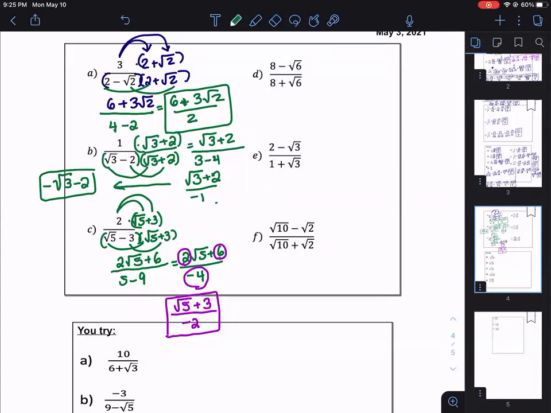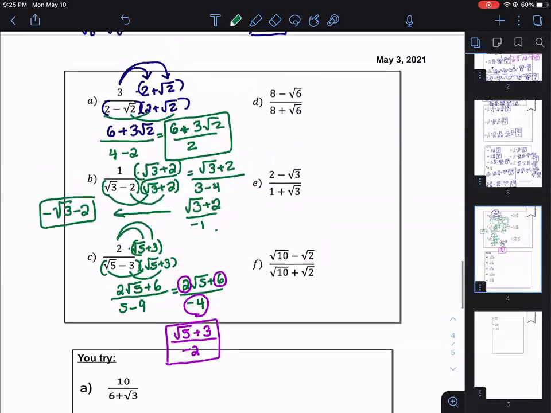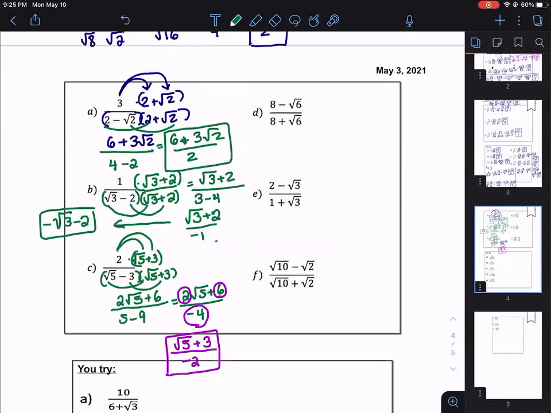Okay, for D, E, and F, same deal, only you're going to use the conjugate, but you're going to have to be careful in your numerator. So I'm going to slow down a little bit here. Remember, it's the conjugate of the denominator. So it's 8 minus radical 6 because the denominator is 8 plus radical 6. Now in the numerator, you're going to have to use FOIL. So 8 times 8 is 64.